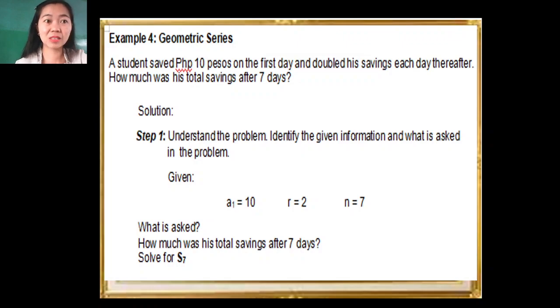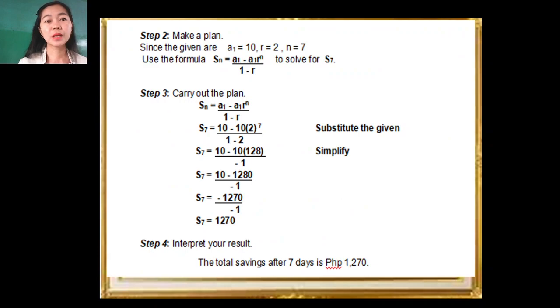7 days. So ibig sabihin, yung number of terms natin for that 7 days is 7. Now, what is asked? How much was his total savings after 7 days? So, you are going to solve for S sub 7, the sum of the 7 terms. So, S sub 7. For step 2, making a plan.